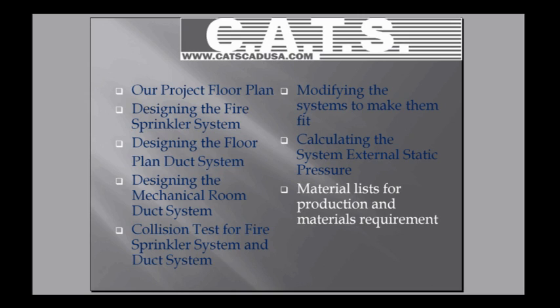C.A.T.S software offers the ability to print material list requirements for the production facility. This can be downloaded as a printable document or in a file interface that could be put into devices similar to a plasma table for sheet metal cutting or other automated production equipment.